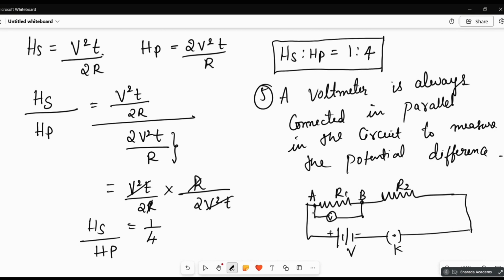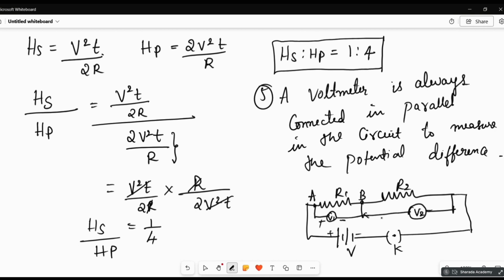So this is plus, right? So this point will be plus. Here it is minus. So this will be minus. If I want the voltage across R1, I will measure here. If I want across R2, I will put the voltmeter here.